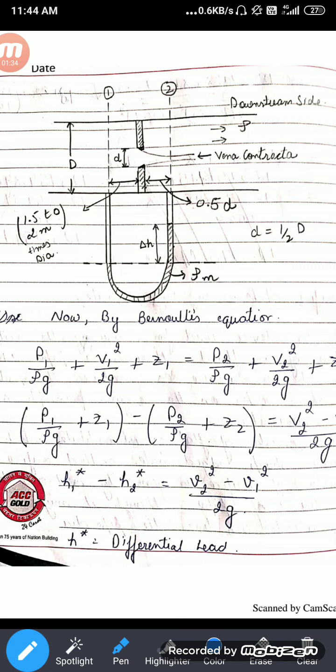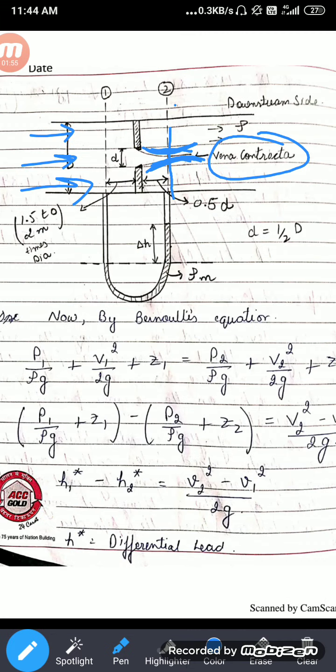How do we select section 2? Now see, when the liquid flows from this end and passes through the orifice, it contracts through a small distance. This portion, where it has the minimum area, is called the vena contracta. Remember this term, it is important.